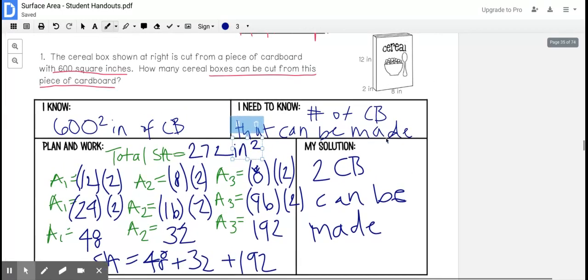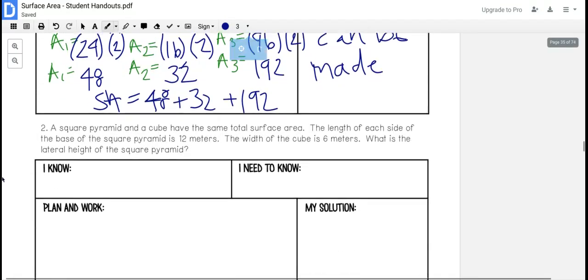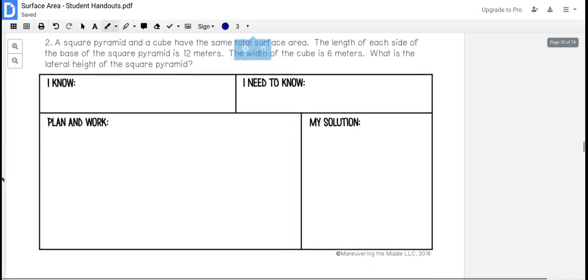So I'll give you a second if you would like to pause on the screen and write this. So if you would need to write the answers here, pause here and then you can write those. Or type if that's what you're working on.